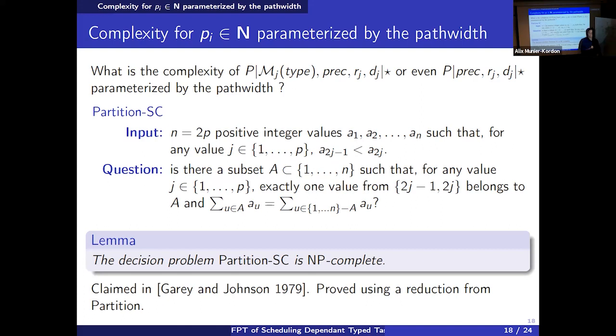What do you call a partition? The usual partition problem. You have values, and you have to put these values into subsets such that when you sum the values of the first subset, it is equal to the sum of the other. Here it is a usual partition problem, but what you want is that two consecutive values are not in the same subset, and this one also, and this one also. And this value is strictly less than this value, this one is strictly less than this one, etc. So it is a very special partition problem.